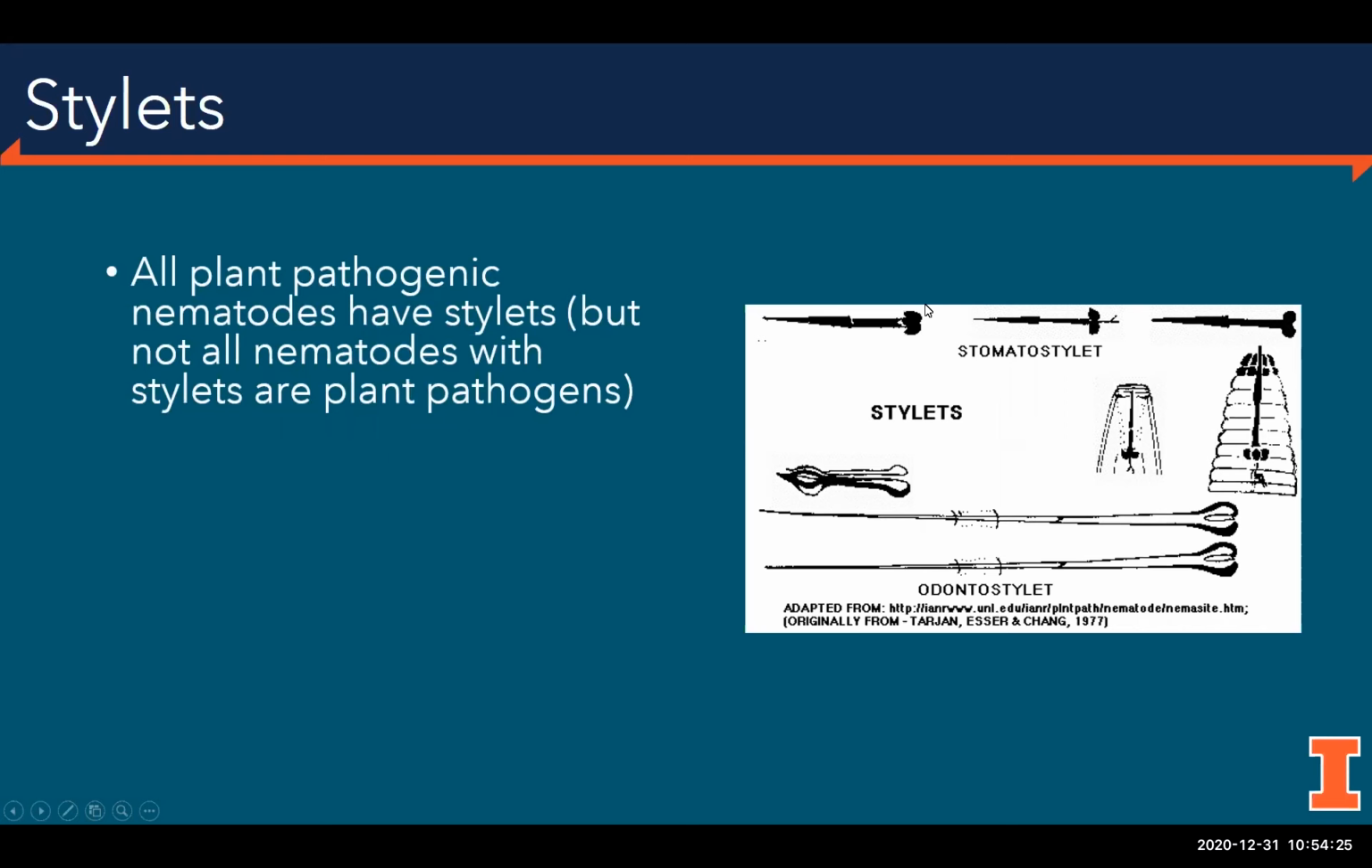But the thing to keep in mind is all of our pathogenic nematodes will have a stylet of some sort, but not all nematodes with stylets are plant pathogens. So like I said, only 7% of nematodes are plant pathogens. All of those 7% have stylets, but you're going to have other nematodes that aren't plant pathogens that can also have stylets. That's why it's important when you send nematode samples out that you send them to a reliable, reputable nematode assay service.